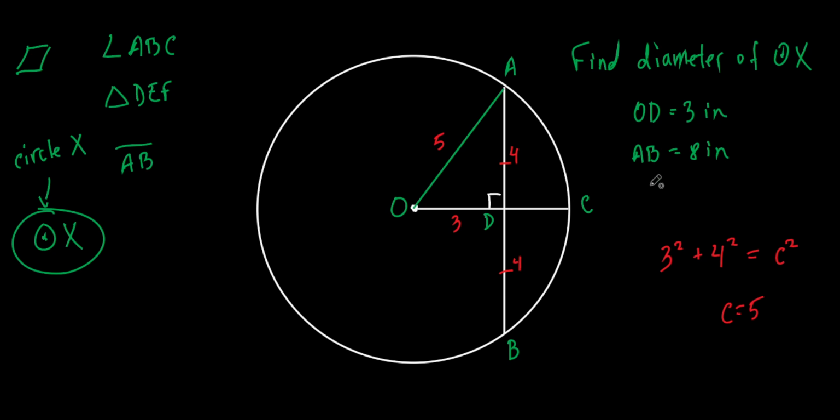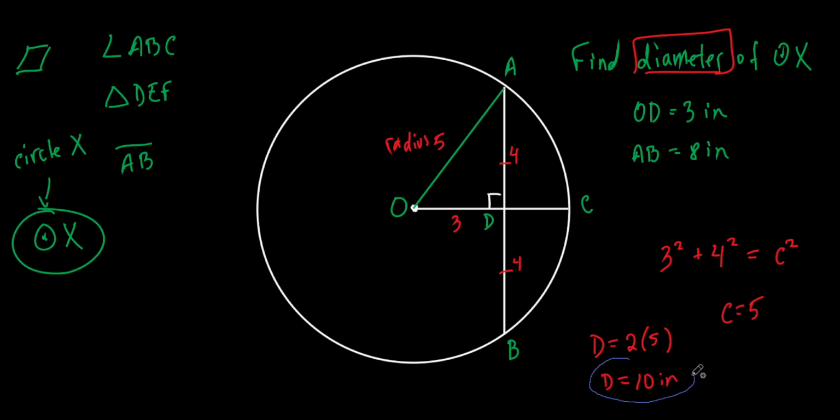Does that help me find the diameter? Absolutely, because what is the 5? The OA is the what? It's the radius of the circle, isn't it? And what do they ask you to find? The diameter. So how do we find the diameter? That's it. You just go, diameter is twice the radius. I just found the radius, which is 5, so what's the diameter? It's 10. And this is all in inches, so what's the diameter? 10 what? Inches. And there you go.